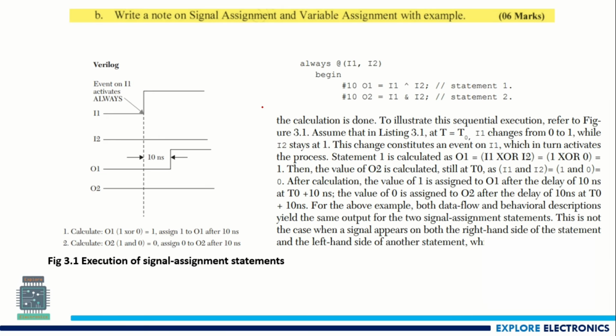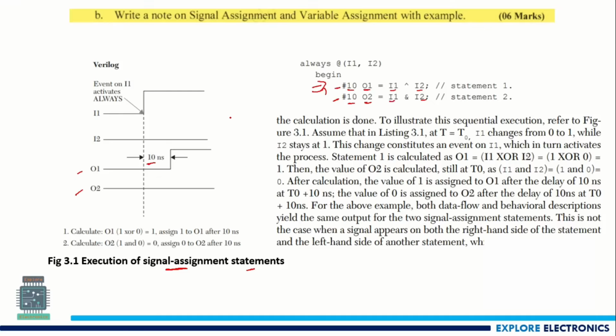Write a note on signal assignment and variable assignment with example. You can see the execution of the signal assignment statement by taking these two statements. Here the delay is given, and I1, I2 are the inputs; how they will be assigned to output 1 and output 2 with a delay is explained over here.